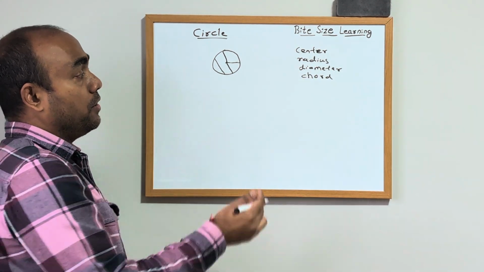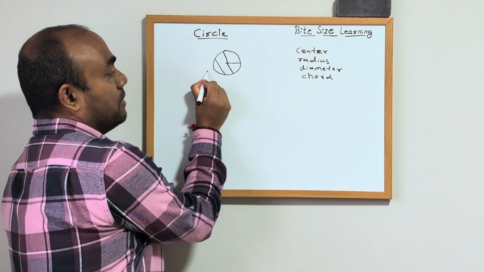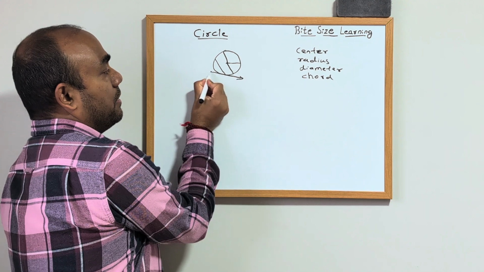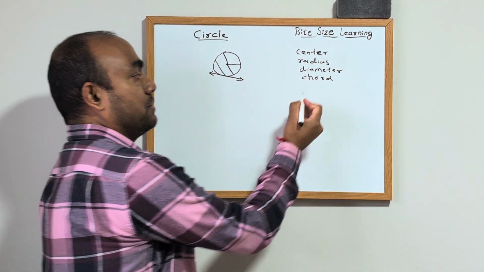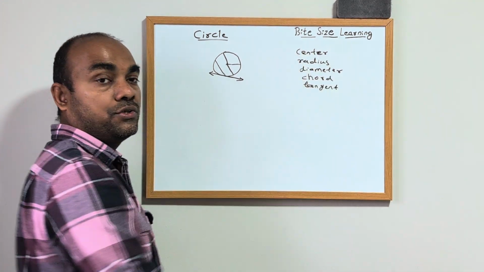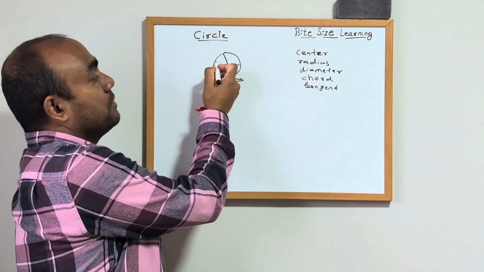Right? Now, you have a point on a circle and there's a line that passes through the circle and touches that point. That line is called a tangent. Tangent, right? Now, let's say you have this arc, right?